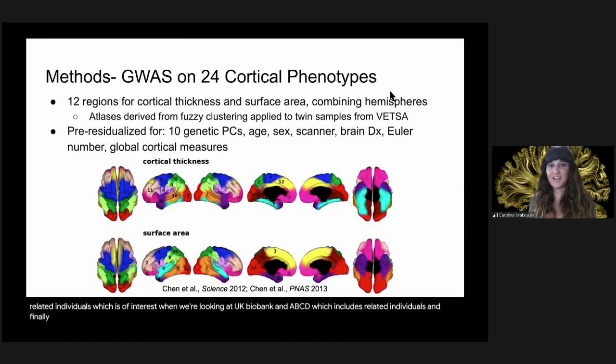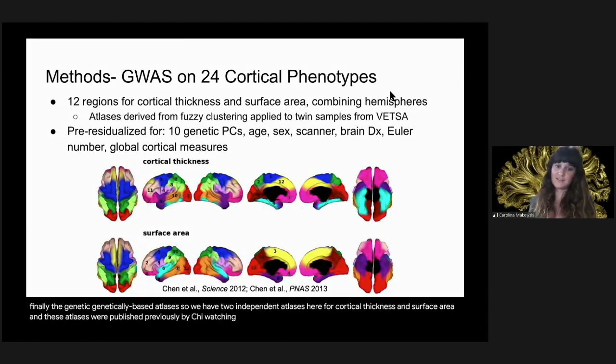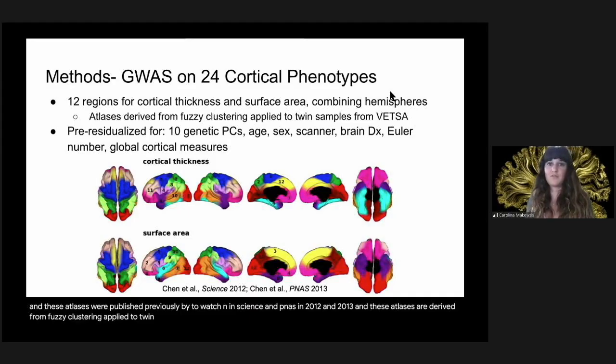And finally, the genetically based atlases. So we have two independent atlases here for cortical thickness and surface area. These atlases were published previously by Chihua Chen in Science and PNAS in 2012 and 2013. And these atlases are derived from fuzzy clustering applied to twin samples from the Vietnam Twin Study of Aging. And you can see here that both atlases have a 12 cluster solution, but they're slightly different.